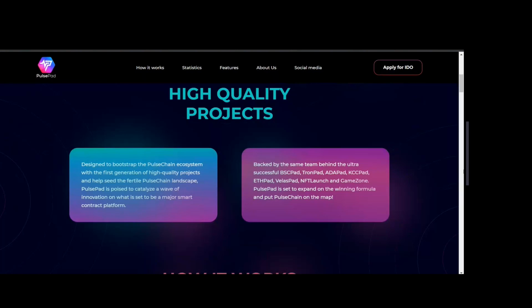major smart contract platform. So this project is backed by the successful team Bluezilla, who also launched BACpad, Tronpad, AdaPad, KZCpad, Ethpad, VelasPad, NFT launch, and GameZone. And all these projects went insane. I've been in the IDO and the ICO market for a long time, but the projects behind Bluezilla are still doing the best in my personal opinion.